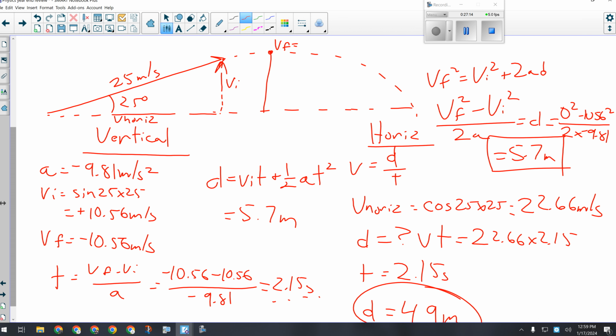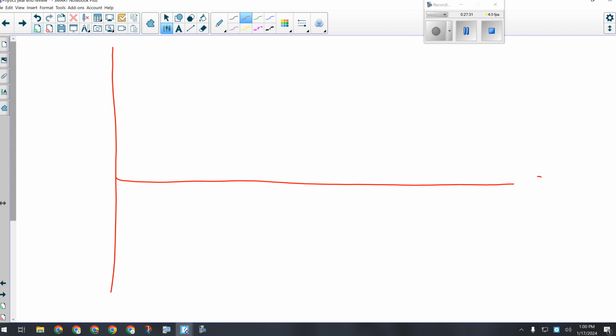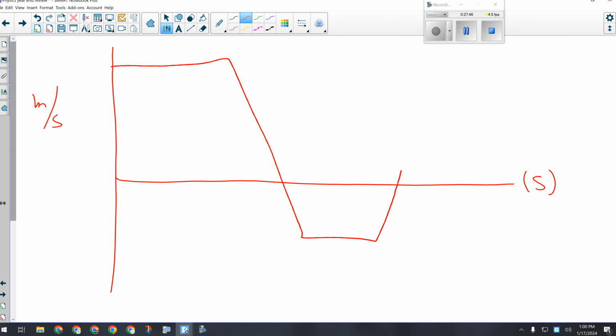Okay. All right. What else do we want to go over from Unit 1? Okay, so velocity versus time graph. I'm just going to make up some numbers here.